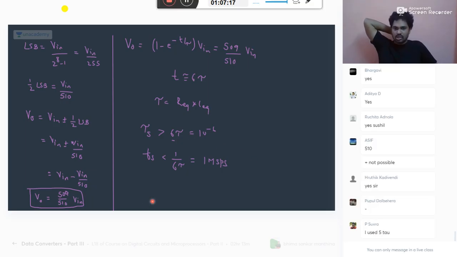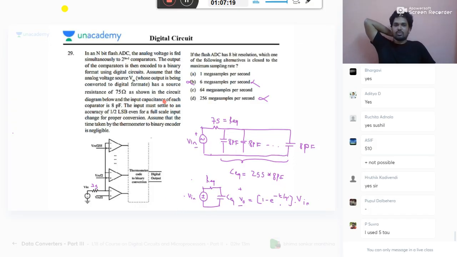Yes, Sura, right. Even for 5 tau, the examiner is a good person, so he gave one option for 5 tau also. Otherwise, he could have made this option the 5 tau option. Even 5 tau will give the nearest answer only. That's why he used "closest" here, not "closed".